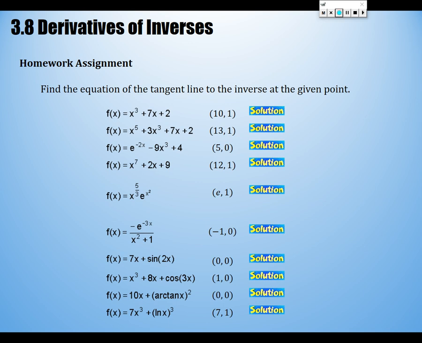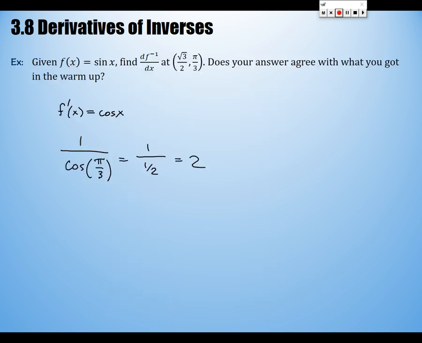All right. So again, on the homework here, you've got some problems. As usual, I'd like you to do your work, but then when you're done, you can check your answers on the Visual Calculus website again. Okay? Notice right away that these are functions that you cannot find the inverse of.